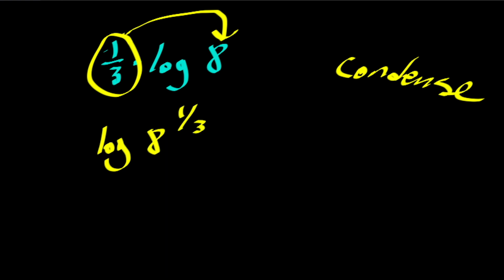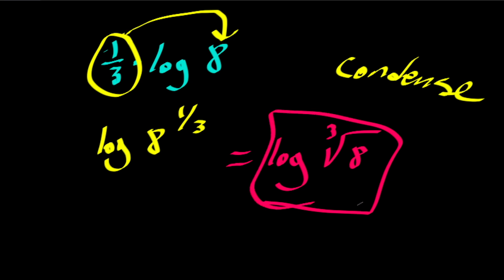Now, typically you'll see this rewritten. 1/3, if you remember, and if you haven't seen, I've uploaded videos about this when fractions are exponents. But we can actually make that a cube root of 8, which then we could break that down even further, but let's just leave it like this for now. So this would become the logarithm of the cube root of 8.